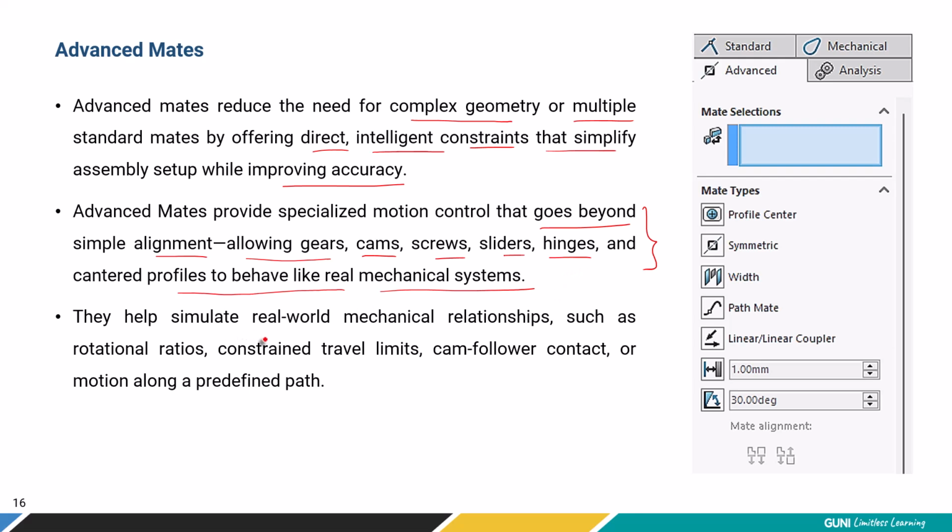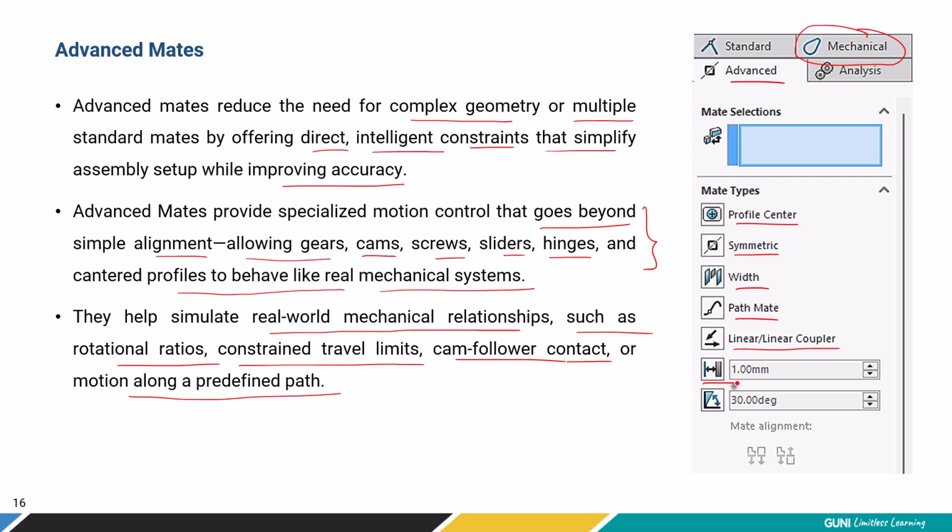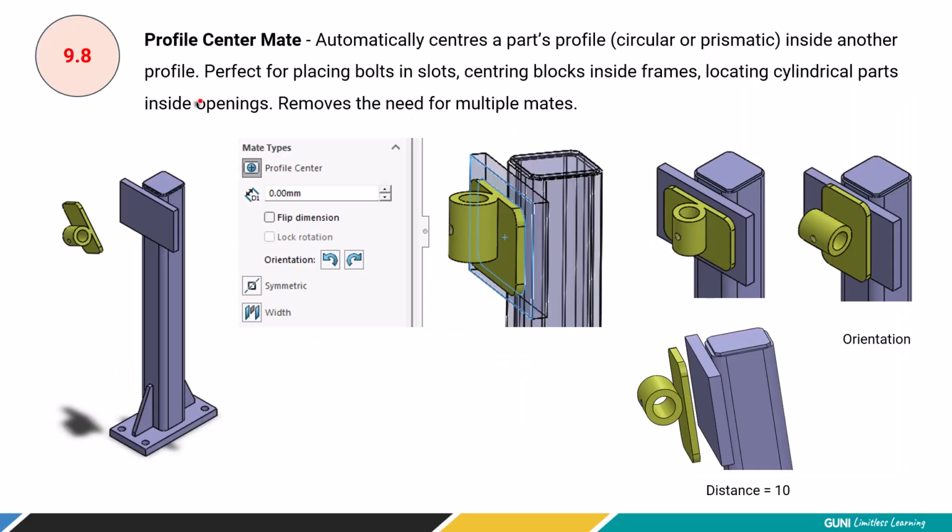They also simulate the real-world mechanical relationships such as rotational ratio, constant travel limit, cam follower, contact, or motion along the predefined path. So here we have profile center, symmetric width advanced mate, path mate, linear coupler. And also we have a distance mate and the angle mate. Now let's explore the first part, which is profile center.